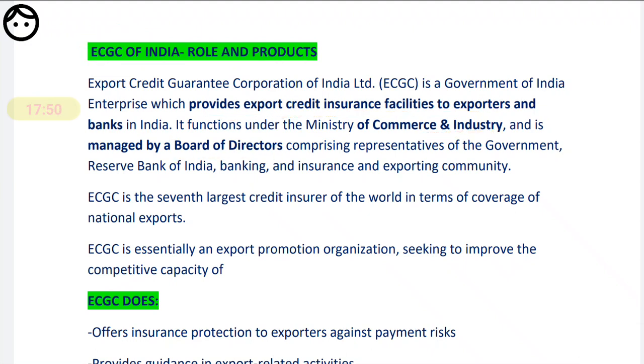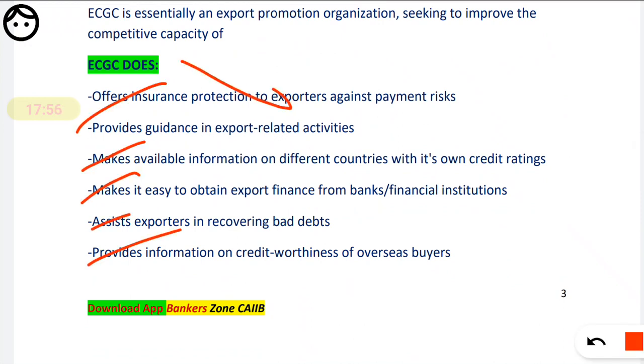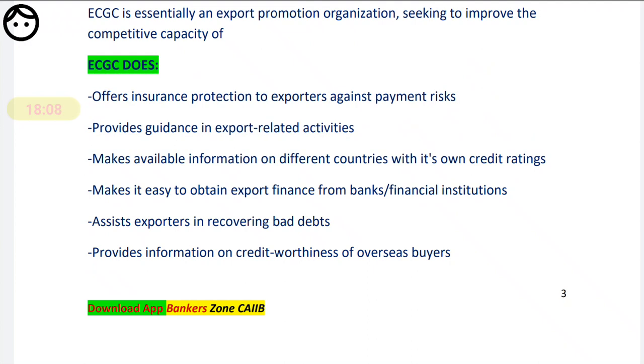What ECGC does, I have already told you in brief. You can just read those different points. ECGC is mainly an insurance provider, for the exporters plus banks in India. If you want, you can go through the points on what ECGC does.